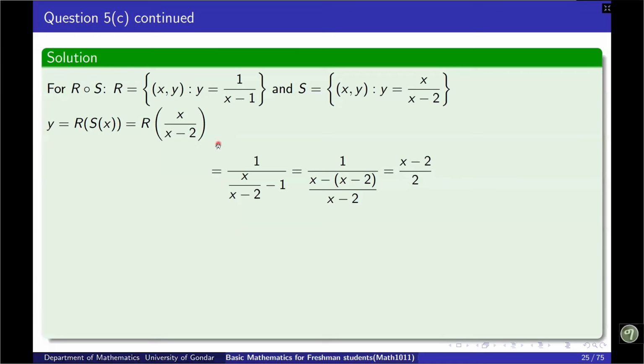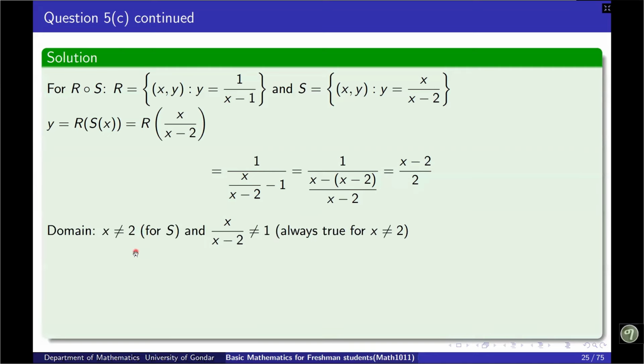Then that is equivalent to 1 over x over x minus 2 minus 1, which is equal to 1 over x minus x plus 2 over x minus 2, which can be further simplified to x minus 2 over 2. That means simply multiplying by the reciprocal. Already x minus x is 0, minus of minus 2 is positive 2, and this could be taken into the denominator term, so that it could be x minus 2 over 2.